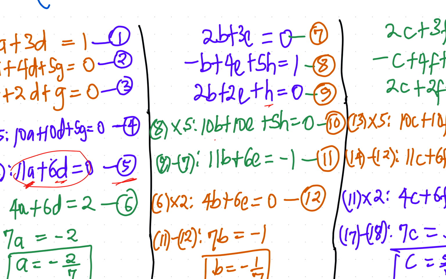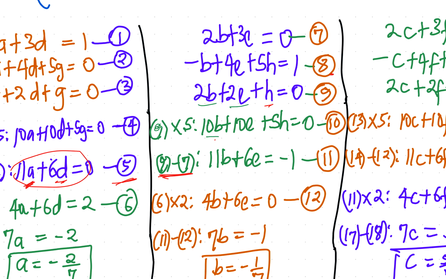I guess this, what did I write? This is 11b plus 6e. How did that come about? I'm trying to figure that out. Minus 1. Okay, looks like I jumped a step or something. So equation 8 times 5, right? No, it should be equation 9 times 5. Yes, this will be equation 9 times 5. So this is 10b, 10e, 5h, 0.